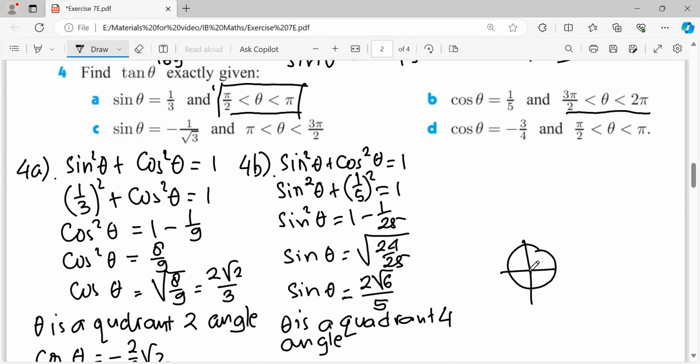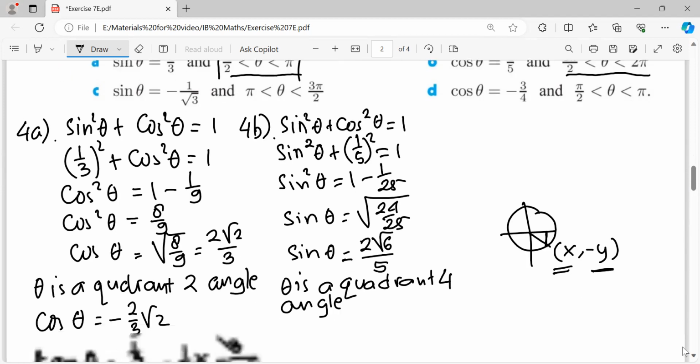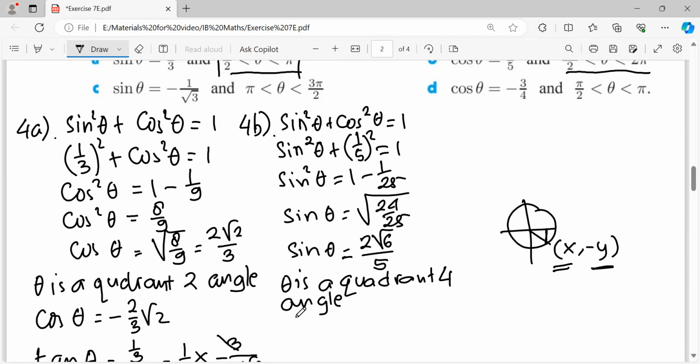Quadrant 4 here, the coordinate point is x, negative y. This is sine theta and this one is cosine theta. So sine theta is negative. So sine theta equals negative 2 square root 6 over 5.